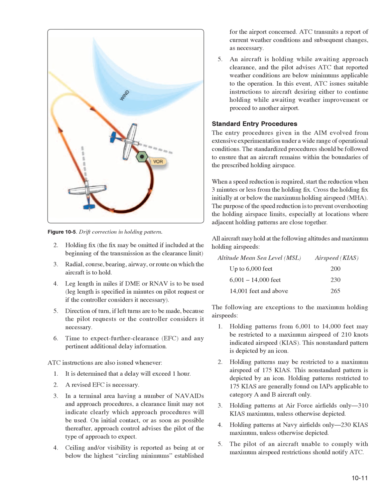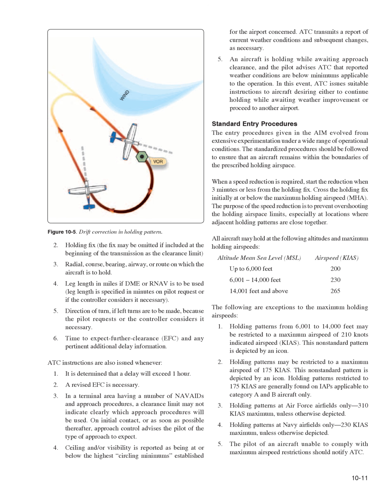The following are exceptions to the maximum holding airspeeds. 1. Holding patterns from 6,001 to 14,000 feet may be restricted to a maximum airspeed of 210 knots indicated airspeed, KIAS. This non-standard pattern is depicted by an icon. 2. Holding patterns may be restricted to a maximum airspeed of 175 KIAS. This non-standard pattern is depicted by an icon. Holding patterns restricted to 175 KIAS are generally found on IAPs applicable to Category A and B aircraft only.